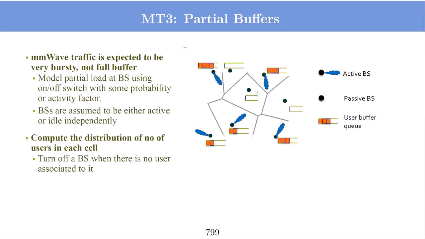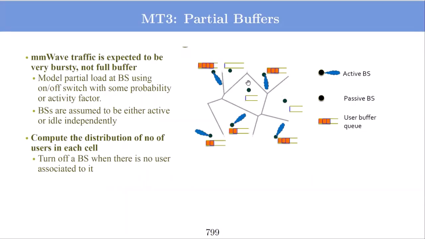Okay, and this is also very important when you talk about densification. Suppose you want to increase the base station density. If you keep on increasing the base station density, the interference also increases. But beyond a point, you will see that most of the base stations do not have a user, so they can be shut down. So that way the interference will reduce. So how do I model this thing?